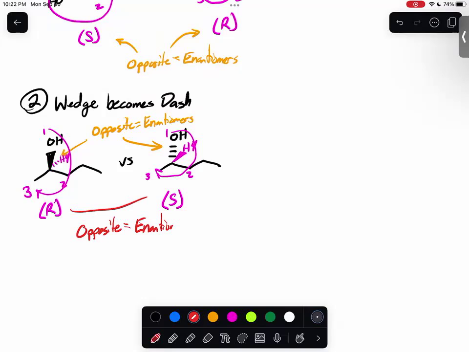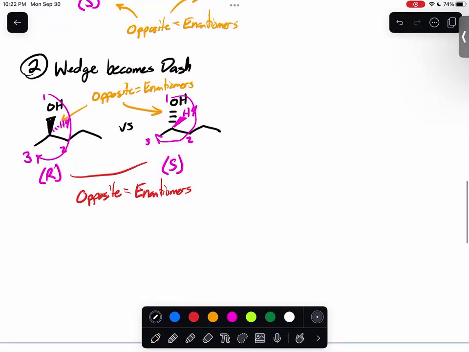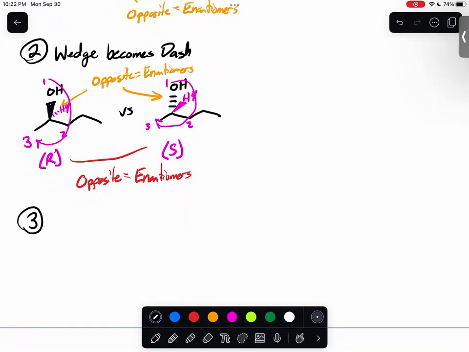right? So notice how even if you don't pay attention to this wedge becoming the dash, you can still do it using absolute stereochemistry. Now keep in mind absolute configuration again takes a little bit of time. So if you're able to do it with the wedge becomes a dash, it's going to be a little faster for you. Another one that's also very fast is our third option, which is that they are just actual mirror images.